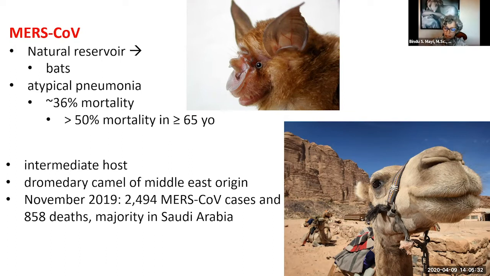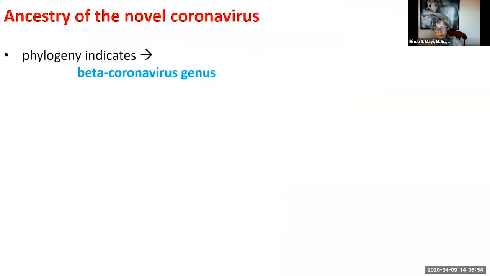So as of November 2019, which is when we have the most up-to-date information, there have been 2,494 infections and 858 deaths, the vast majority of them being in Saudi Arabia. So this virus hasn't really gone away. It's kind of percolating in the background with cases every once in a while. And now we have the new coronavirus.